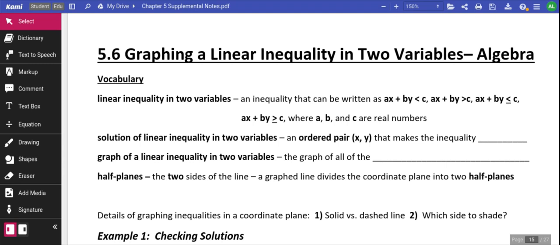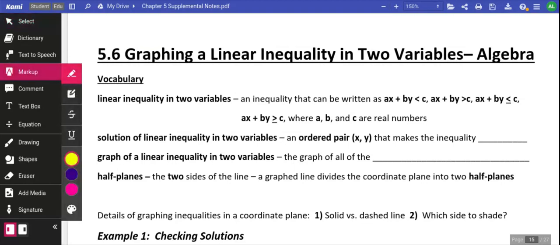Good morning, everyone. So today we are going to go through 5.6. So technically word problems isn't its own thing. So 5.4 and 5.5 we actually skip over in this chapter. We're going to do 5.6 today, which is just graphing a linear inequality, which is just like graphing a linear equation, but there's a couple extra steps.